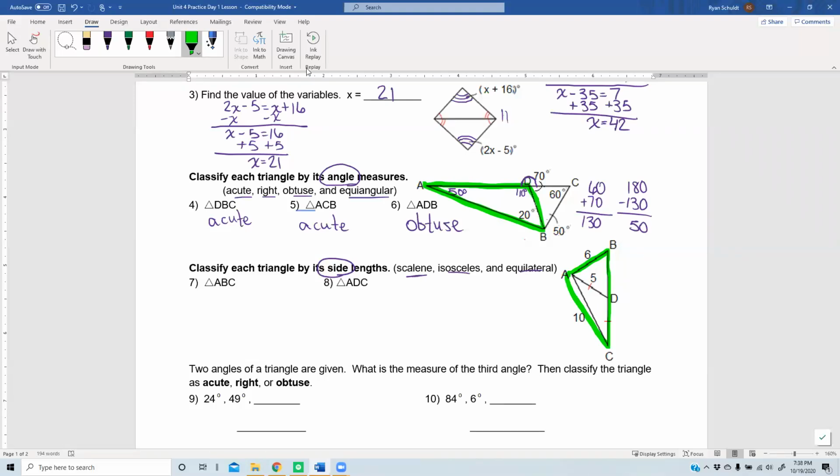Now on this one, I know this part's going to be 5, but I don't know anything about that one. They don't tell me it's 5, so I can't say it's going to be 10 right here. I don't know what that side is. So we're going to say ABC is scalene. We don't know what that question mark is, so we'll say scalene, because none of those sides really look to be the same.